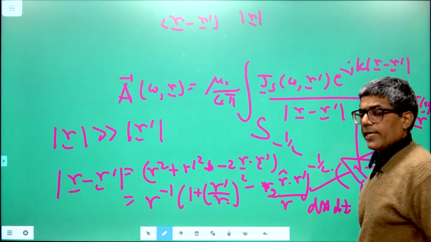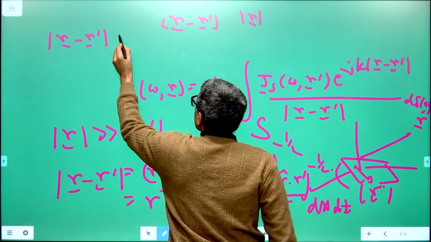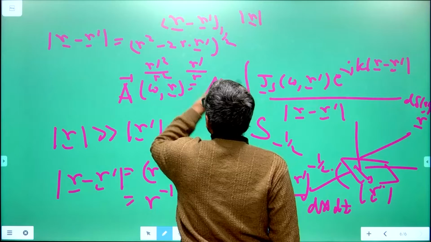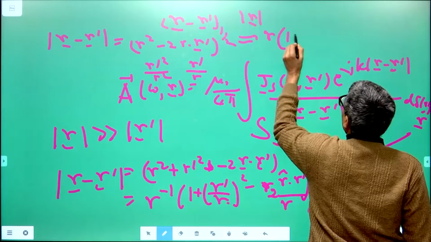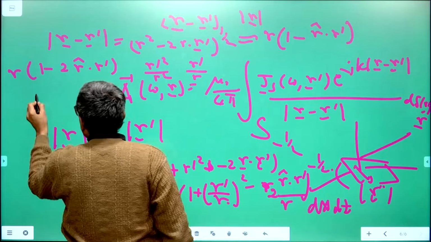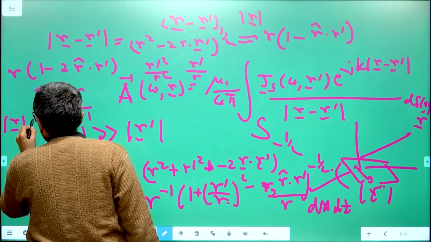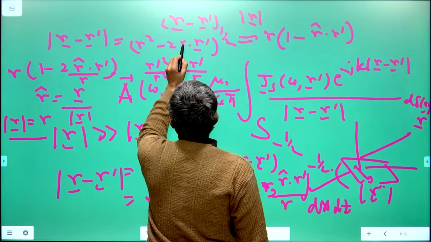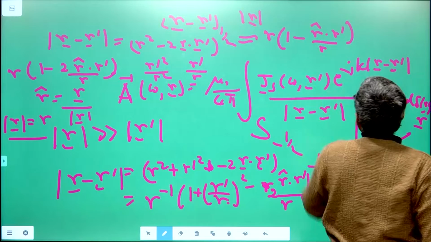So in that case, we make the following approximation: mod r minus r prime is equal to r square minus 2 r dot r prime to the power half, because you are neglecting r prime square by r square in comparison to r prime by r. So you will get this, and using the binomial approximation, this is r times 1 minus r cap dot r prime by r. You pull an r outside and write this as 1 minus 2 r cap dot r prime by r, where r cap is a unit vector along the direction r where you are measuring the field. Mod r I am denoting by simply an r without any subscript. You have to divide by r also in addition, because when you pull out an r square, you are going to divide by r square. R by mod r will give an r cap, another 1 by mod r remains. So this can be written as r minus r cap dot r prime.